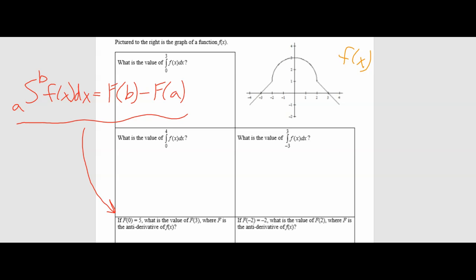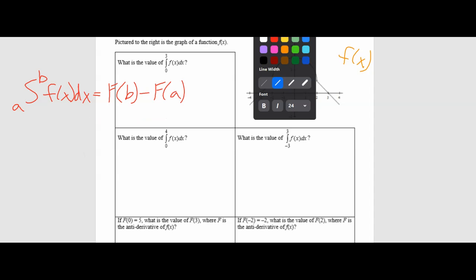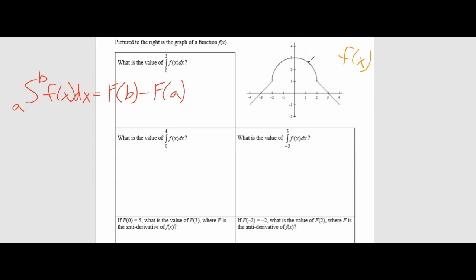Okay, so the answer is we can, right? We can use the FTC to set up an equation here. My interval is going to be from 0 to 3. And the clue here, right, is that they are talking about evaluating the antiderivative at 0 and 3. So the integral from 0 to 3 of f of x dx should be equal to capital F of 3 minus capital F of 0.